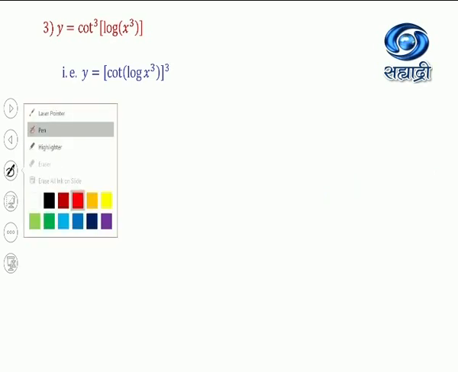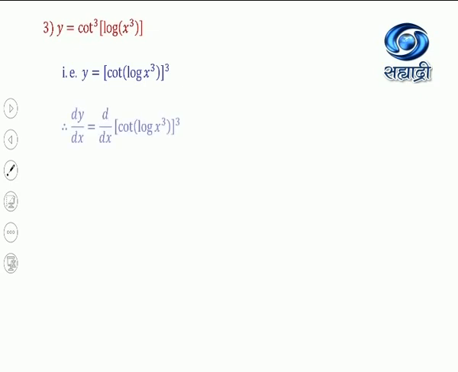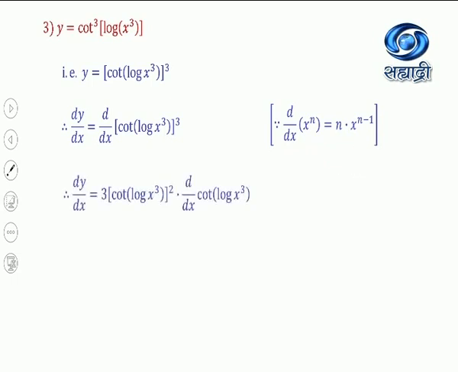And now we consider our next step by taking derivative of both sides with respect to x, that is dy by dx equal to d by dx of right hand side, that is cot of log of x cube whole cube. But you know very well derivative of x raised to n equal to n into x raised to n minus 1. So our next step is 3 into bracket raised to 3 minus 1, that is 2. Instead of x, you write this bracket. So multiplying this by derivative of bracket, that is d by dx of cot of log of x cube by using chain rule.